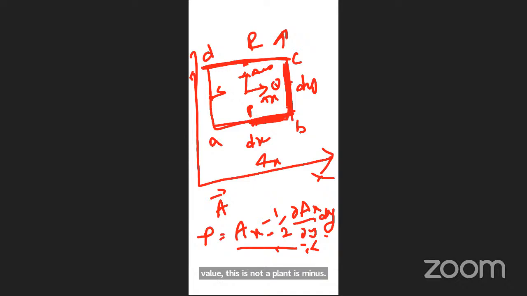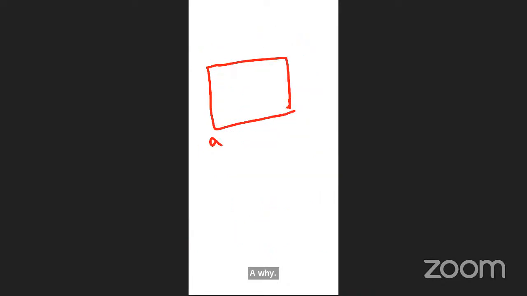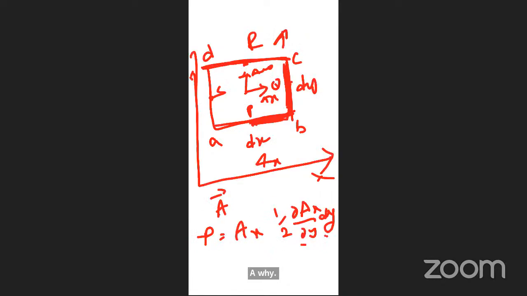Okay, the upper part is plus, so R is equal to Ax plus dou Ax by dou y into dy. This is the value of Ax at a point R.